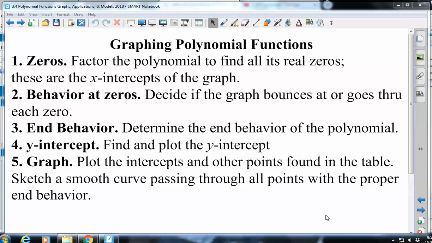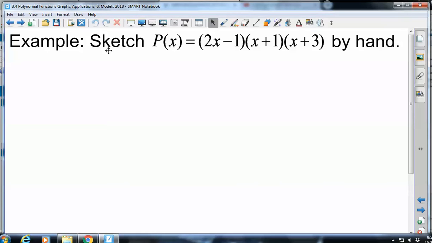We can determine our end behavior. That's based on that leading term. We can find the y-intercept, and if we put all that stuff together, we can get a sketch of our graph without ever picking up a calculator. Now your calculator can definitely check your work, but these are all questions you should be able to answer just by looking at an equation.